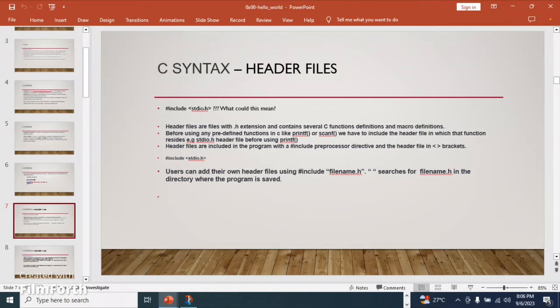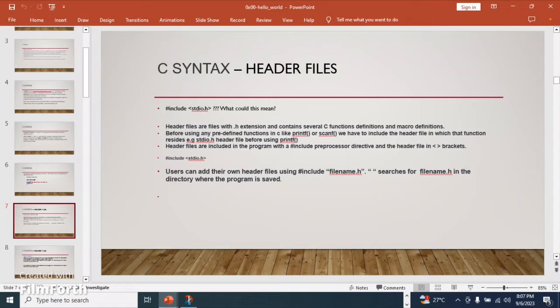So every programming language has functions, hundreds of thousands, millions, billions of functions, depending on how deep that programming language is. So in the C programming language, there are also functions, and all functions, depending on what class of tasks they are written to carry out, are collected inside header files.